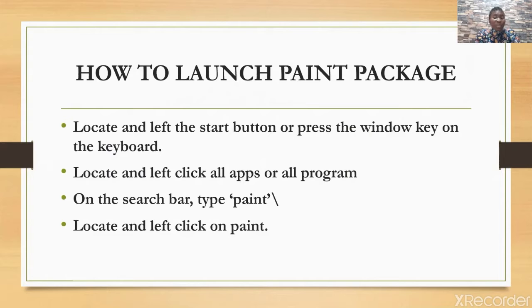Once you press the window key, remember I've taught you what window key is. Once you press the window key, you locate and left-click all apps. Why I had to write all apps or all programs is because you might be using a Windows 10 computer that has all apps. Clicking on all apps is the same thing as all programs. Okay, you just go to your search bar and type in Paint, P-A-I-N-T, Paint. Once you type Paint, it will come up on the screen, and then you click enter. Once you click enter, the Paint is there.